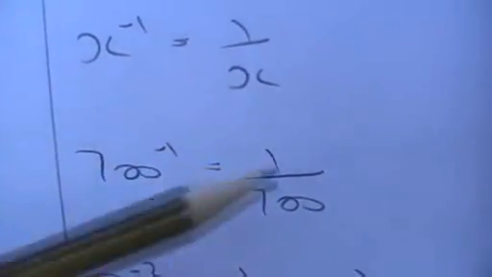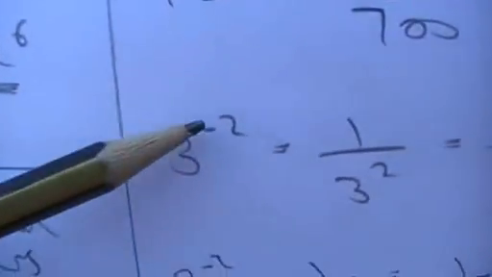So 3 to the -1 is just 1 over 3. 8 to the -1, 1 over 8. See what I'm doing? I'm just putting it underneath 1. x to the -1, 1 over x. Smiley face to the -1, 1 over smiley face. 700 to the -1, 1 over 700.